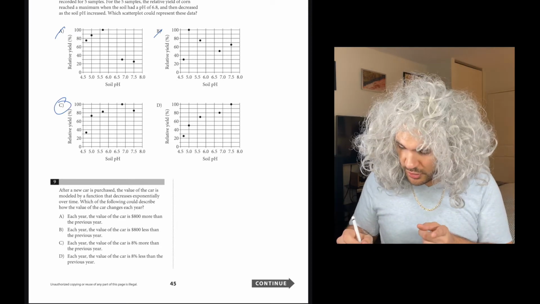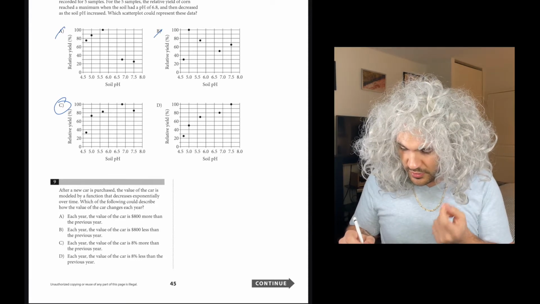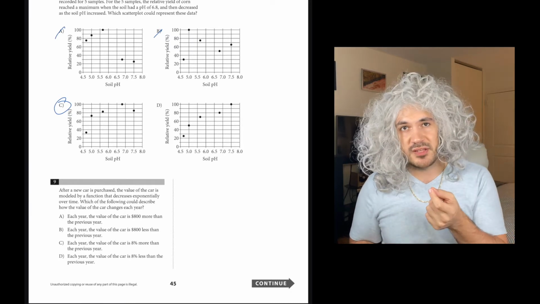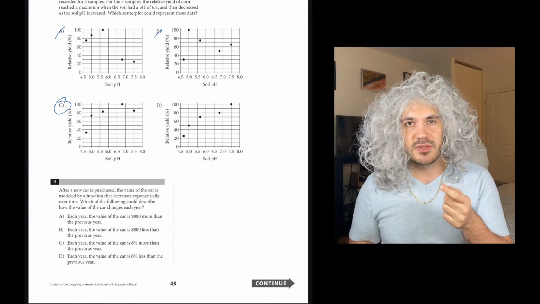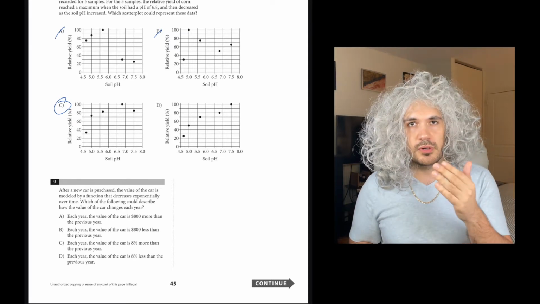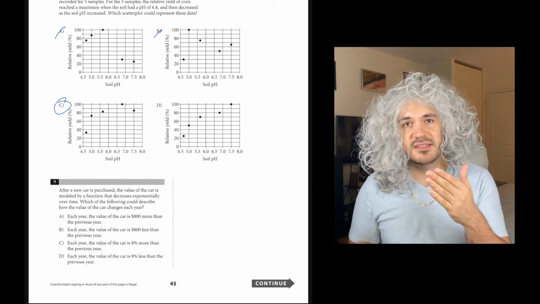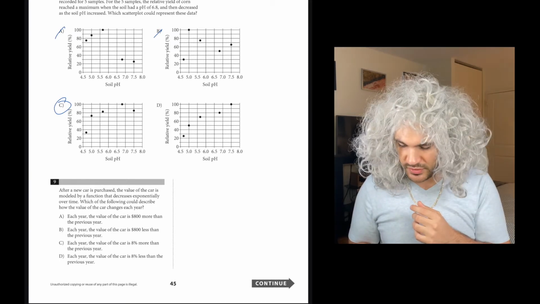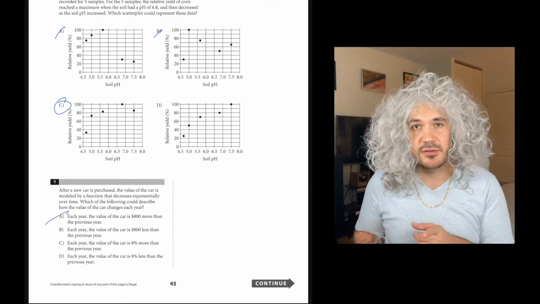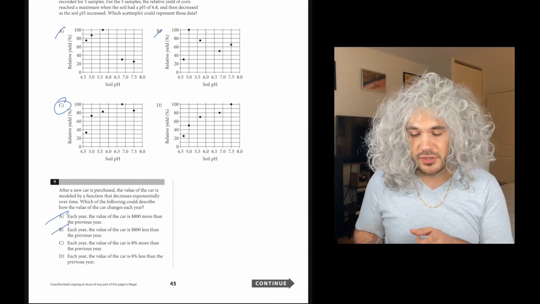Number 9, a new car is purchased. The value is modeled by a function that decreases exponentially. Which of the following could describe how the value of the car changes each year? So if it decreases exponentially, it means it's going to keep decreasing by a different amount. So linear growth or decline means it decreases by the same number. When it's exponential, it keeps changing. So let's see. So therefore, it won't be A, because that's a linear relationship. It won't be B, because that's another linear relationship.